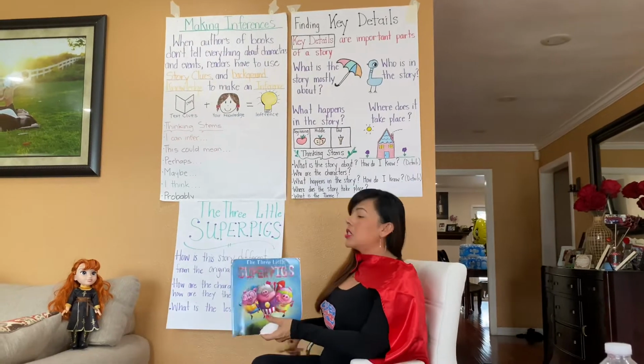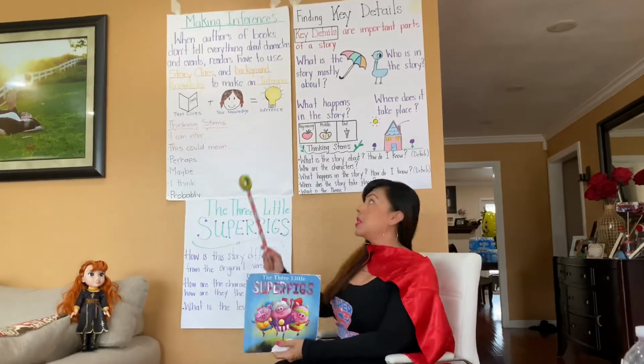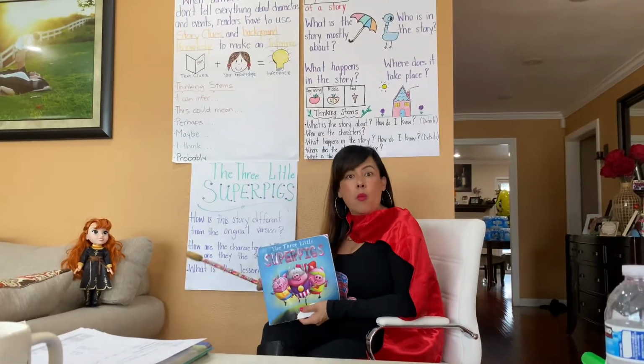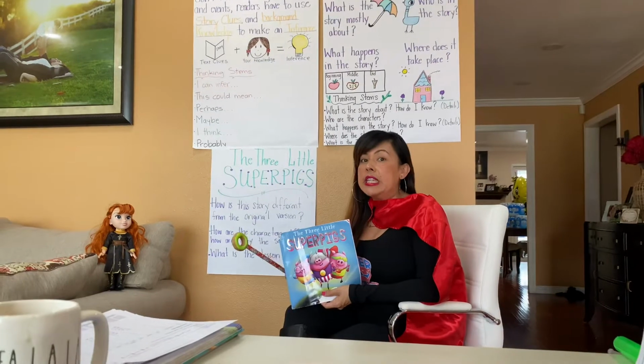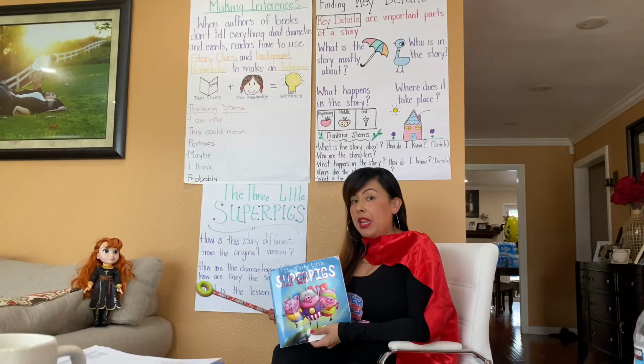Okay, so just as a reminder, good readers always do this. We always use key details from the story to help us figure out what's going on. So we're using key details. Where does it take place? Who's in the story? What's happening in the story?